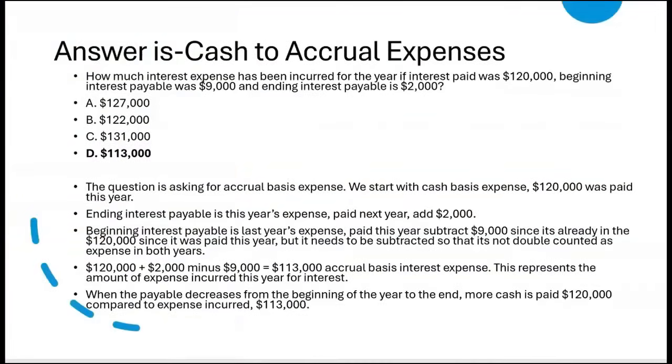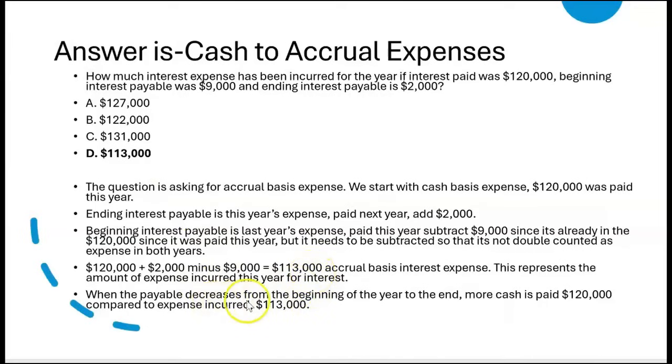The question is asking again for accrual basis interest expense. We start with cash basis interest expense, which is 120,000. That's the amount paid this year for interest. Then we add 2,000, the ending interest payable balance. Why? Because it was incurred this year, paid next year. And then we subtract 9,000, the beginning interest payable. Why? Because it was paid this year, but it was incurred last year. And the amount of expense incurred for interest this year is 113,000.